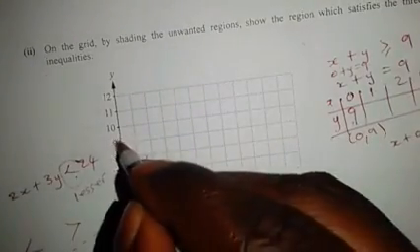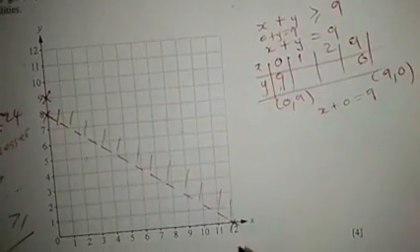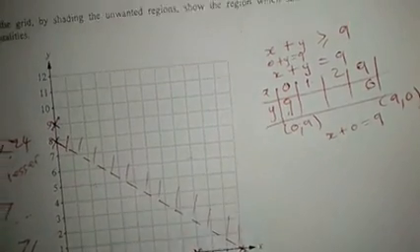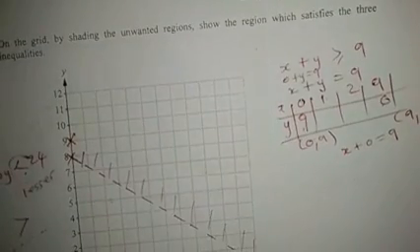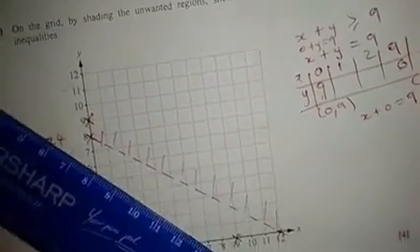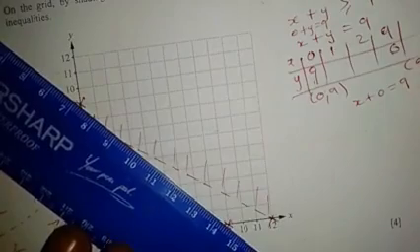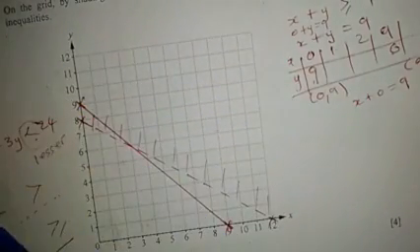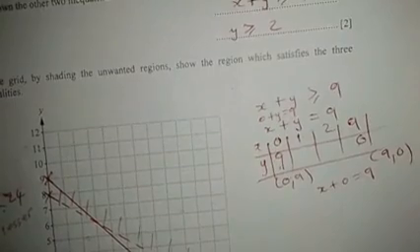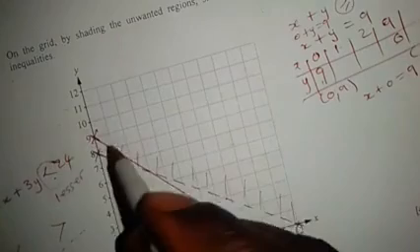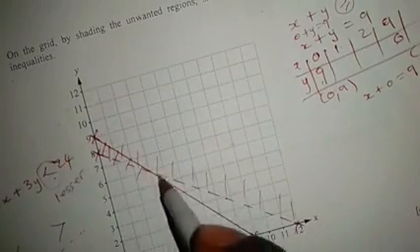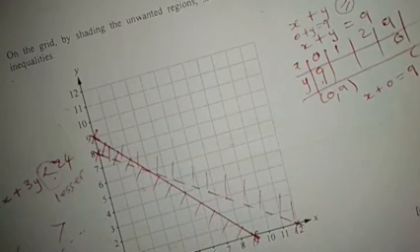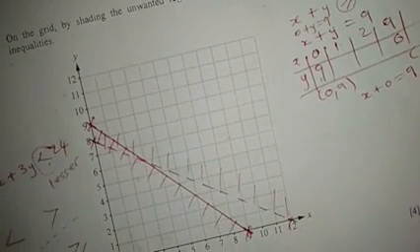So 0, 9, this is 0, 9. Then this is 9, 0. But since the inequality is greater than or equal to, it means I need a solid line. So I'm going to connect using a solid line, like this, right? So remember, you shade the opposite meaning of the inequality. The inequality is supporting greater or equal to. So you have to shade on the lesser side. So this is the lesser side. Then you are home and dry, right?